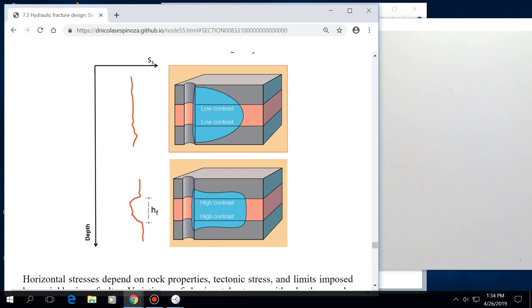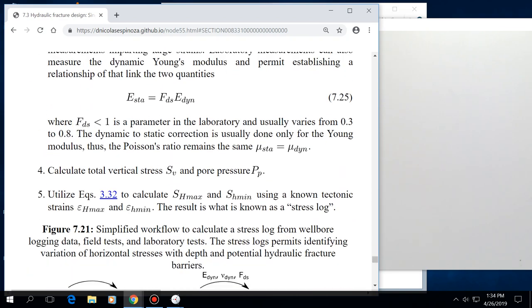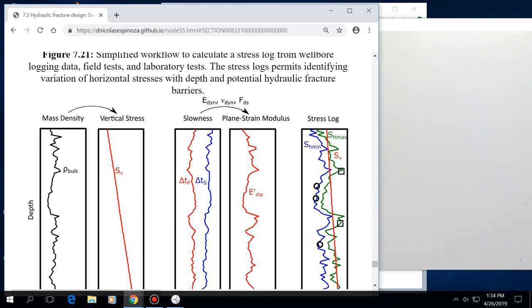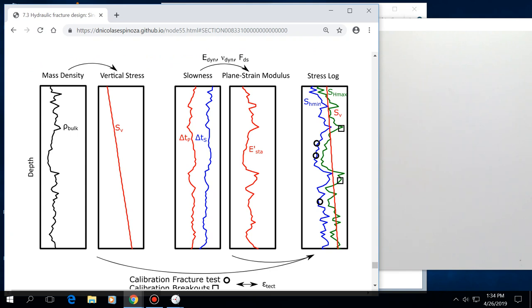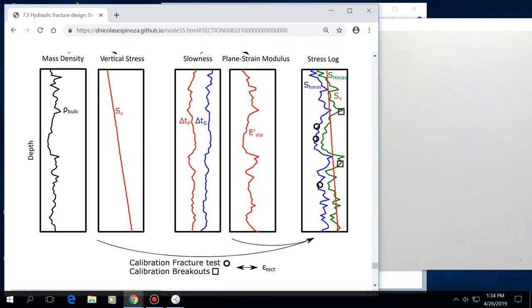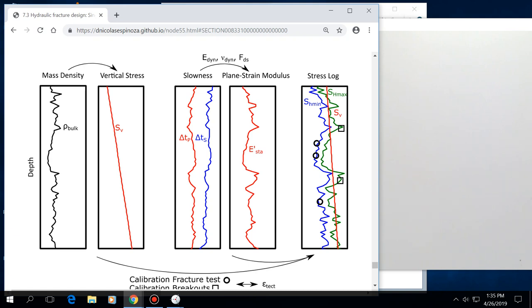So how do we determine now these stress variations? Actually, you already know the solution. These are the equations that we use for computing stresses based on tectonic strains. But now what we're going to do is use the sonic velocities to calculate stiffness as a function of depth. And with this stiffness, together with the vertical stress that we calculated previously, and with a tectonic strain, you're going to be able to determine the horizontal stresses, not just one value as we did before, but all these values as a function of depth. And usually in the field, you don't know what the value of tectonic strain is.